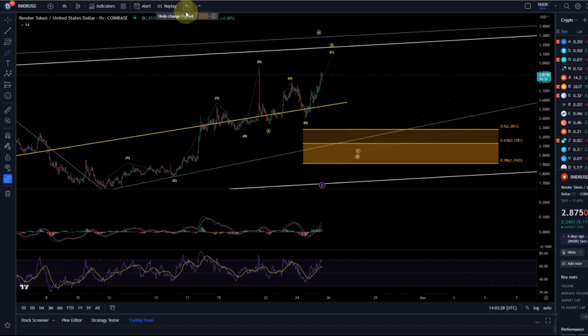And let me just adjust that again. ABC. Let me just adjust it to put that A wave back. Yeah, perfect. Okay, that's my update about Render.